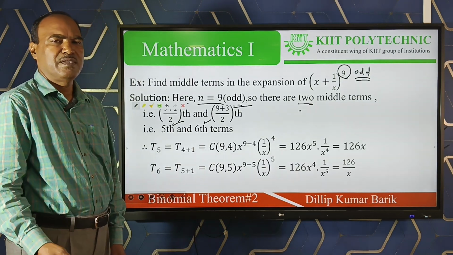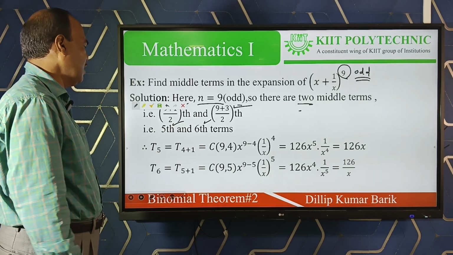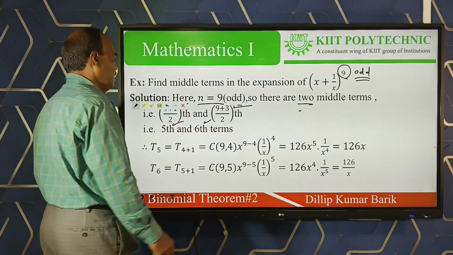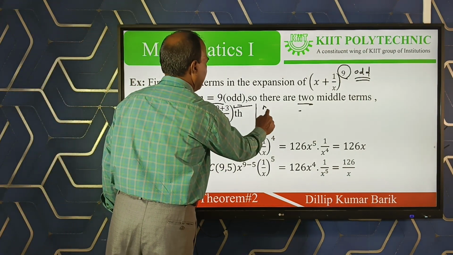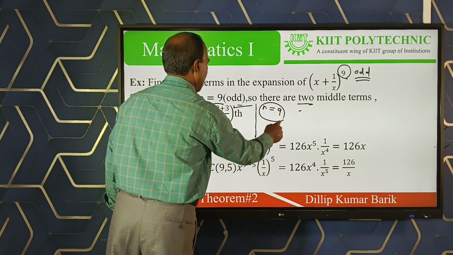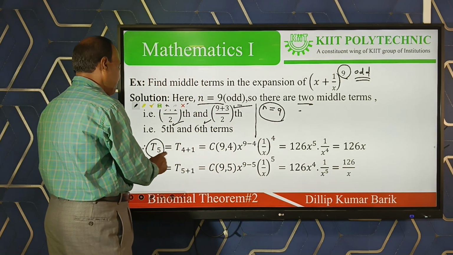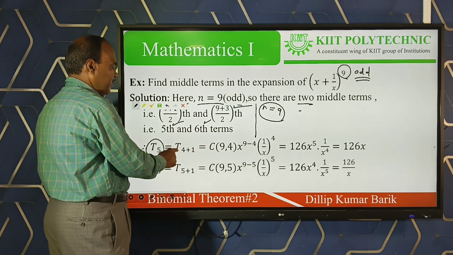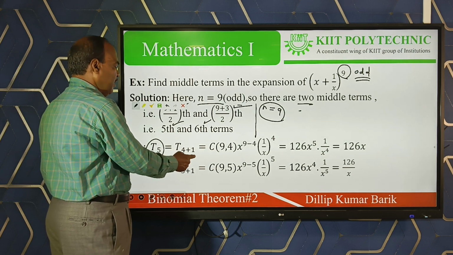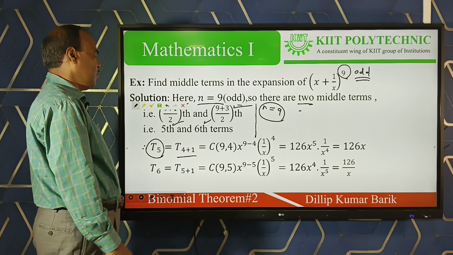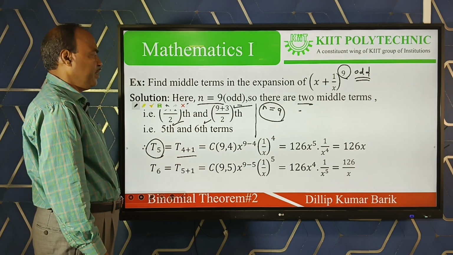The general term or general formula to find the term of expansion. Clearly in our question n is equal to 9. When you require to find T5, this is nothing but taking the help of the T(r+1) formula. This is T(4+1). Clearly r is equal to 4 here.